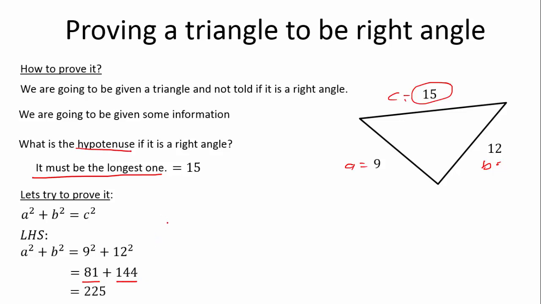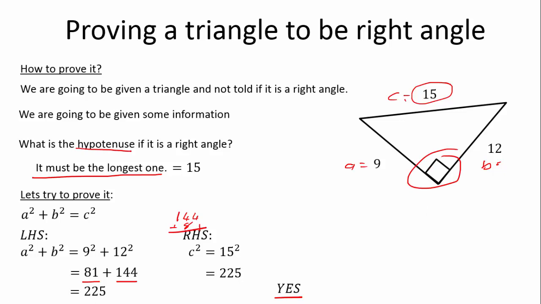Do your long addition if you need to. That's 144 plus 81. Remember that. You can always revert to that. And then our right-hand side is equal to C squared, which is 15 squared, and that is 225. So yes, this must be a right-angled triangle. So we can put our square over here. Okay, so that's how we're going to prove it if it is a right-angled triangle.